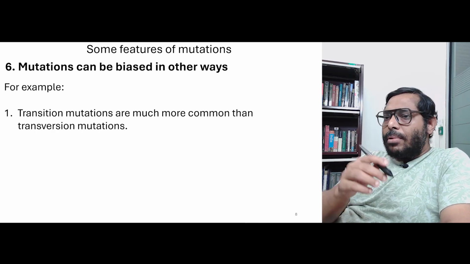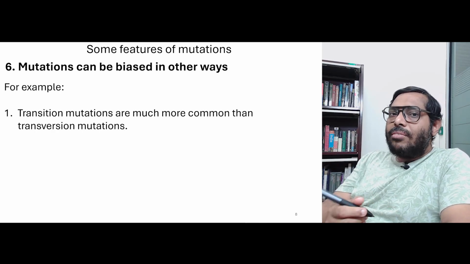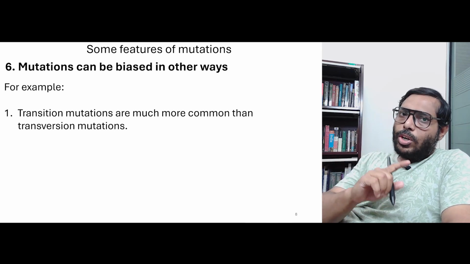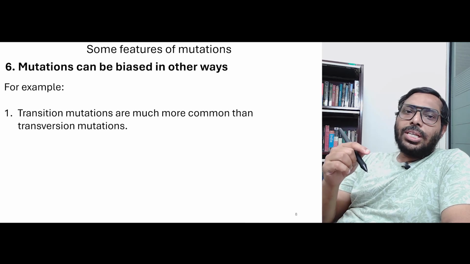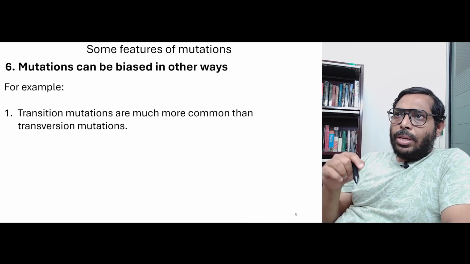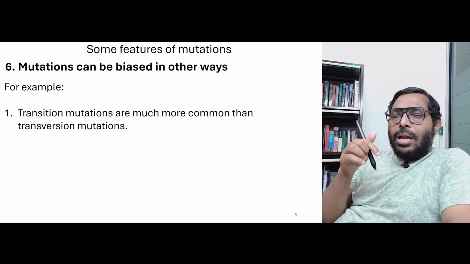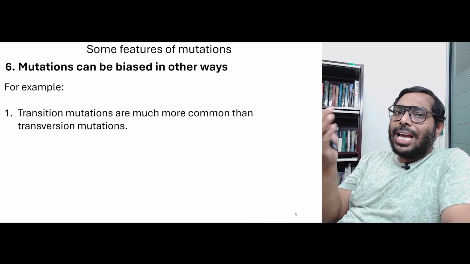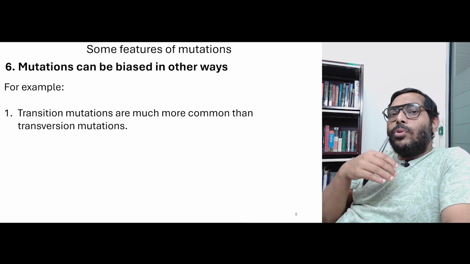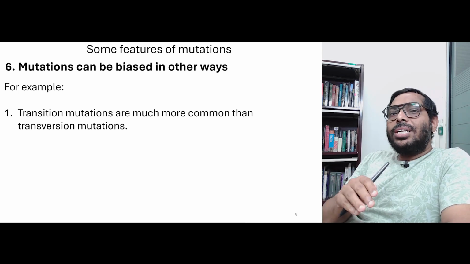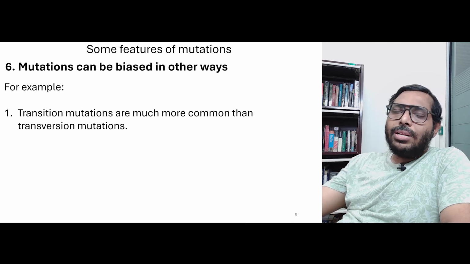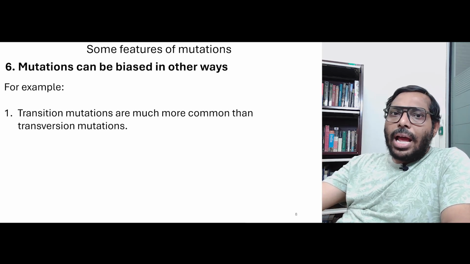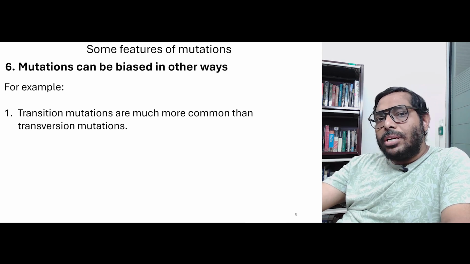So, for example, remember we talked about transition mutations and transversion mutations. Transition mutations are purine to purine, pyrimidine to pyrimidine, whereas transversion mutations are purine to pyrimidine and pyrimidine to purine. If you remember that square figure that we had, you will immediately realize that there are more ways to have transversion mutations than transition mutations. Yet, if you look at the rates, transition mutations are actually much more common than transversion mutations.